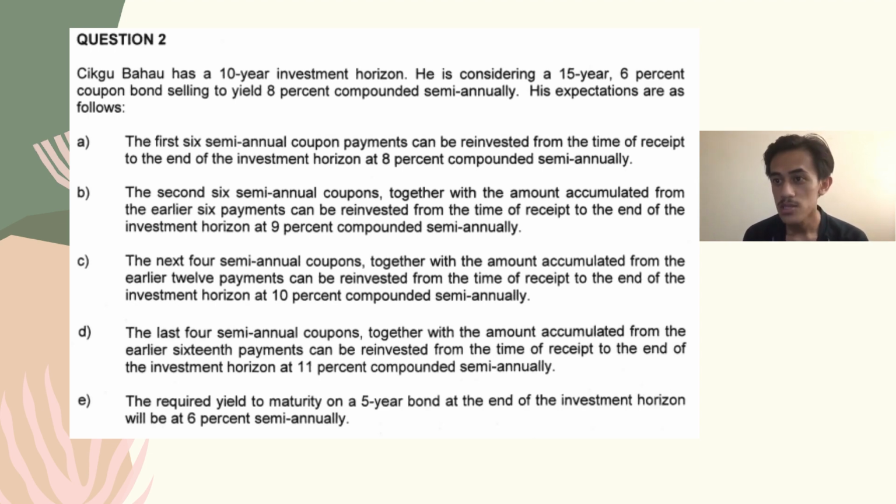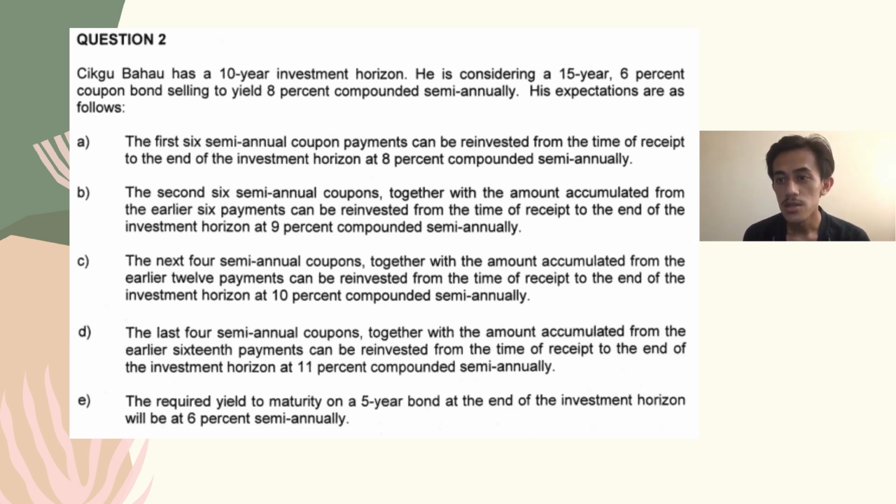The next 4 semi-annual coupons, together with the amount accumulated from the earlier 12 payments, can be reinvested from the time of receipt to the end of the investment horizon at 10% compound semi-annually. The last 4 semi-annual coupons, together with the amount accumulated from the earlier 16 payments, can be reinvested from the time of receipt to the end of the investment horizon at 11% compound semi-annually.